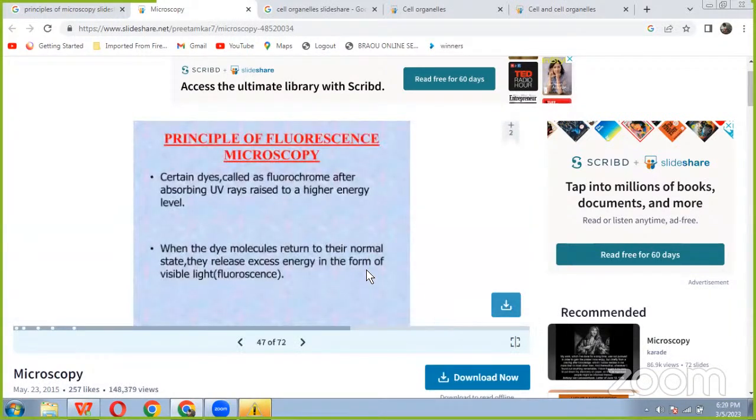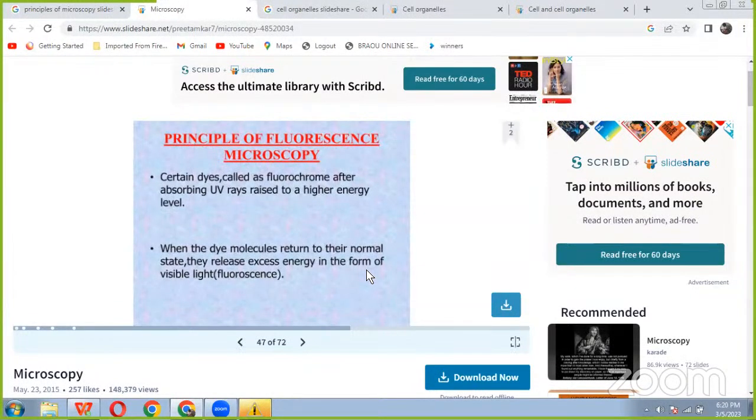What is the principle of the fluorescence microscope? Certain dyes, also called fluorochromes, after absorbing UV rays, rise to higher energy levels. When the molecules return to the normal state, they release the excess energy in the form of visible light, the fluorescence. This is used to study the structure and function of cell organelles and other components.